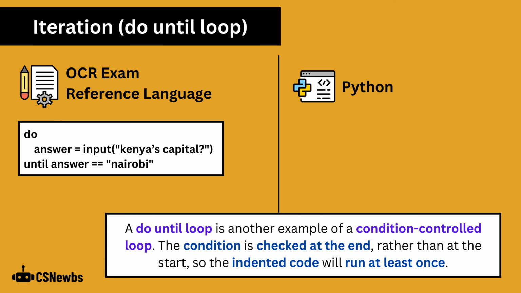A do until loop is another example of a condition-controlled loop. The condition is checked at the end rather than at the start like a while loop, so the indented code will run at least once. Python does not use do until loops.